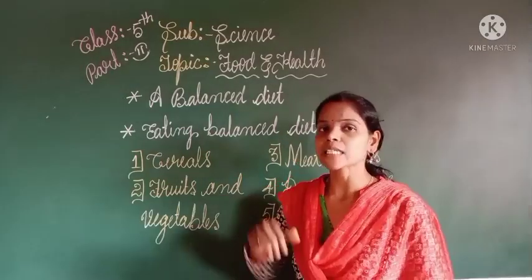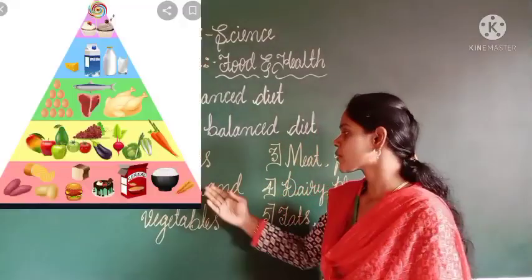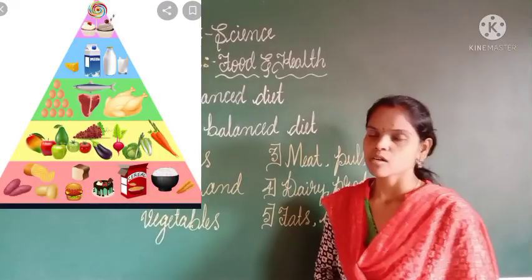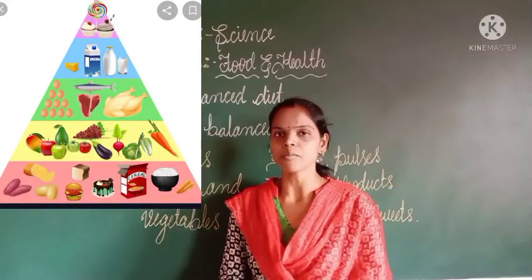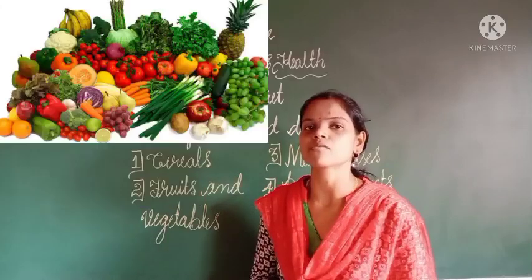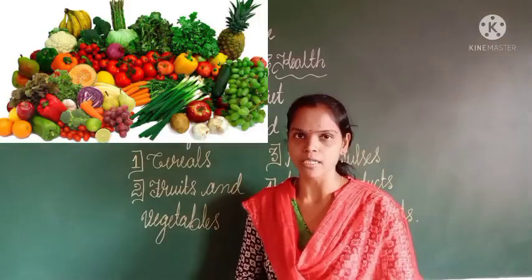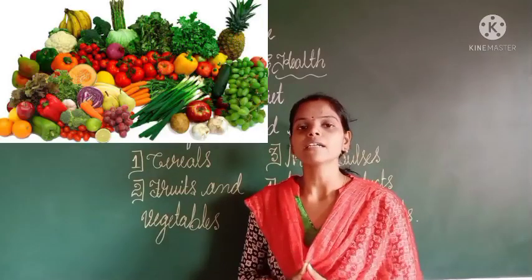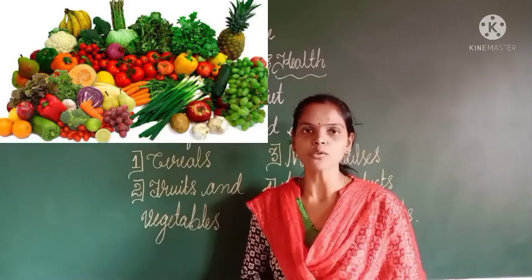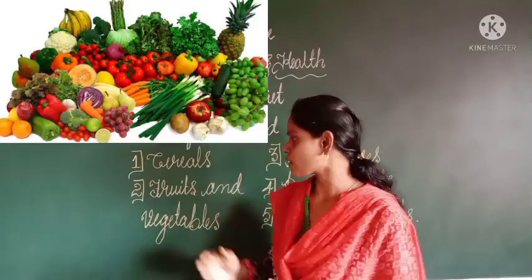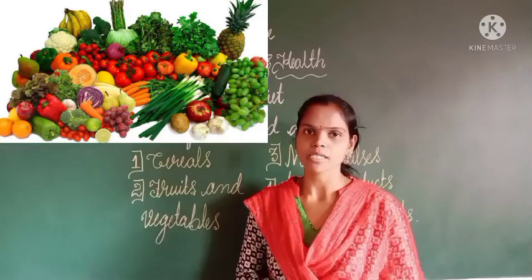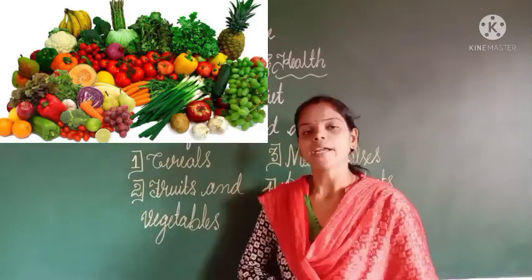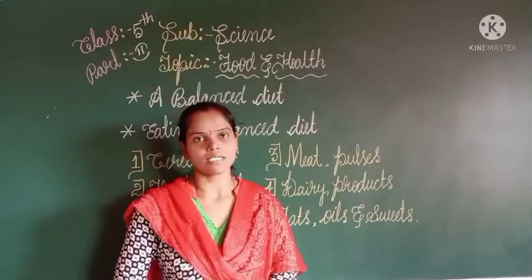So the next part of the pyramid is fruits and vegetables. Dear students, as I said before, fruits and vegetables are known as sources of vitamins and minerals, because they protect us from diseases, right? So we have to take more quantity of fruits and vegetables. That is nothing but vitamins and fibers.